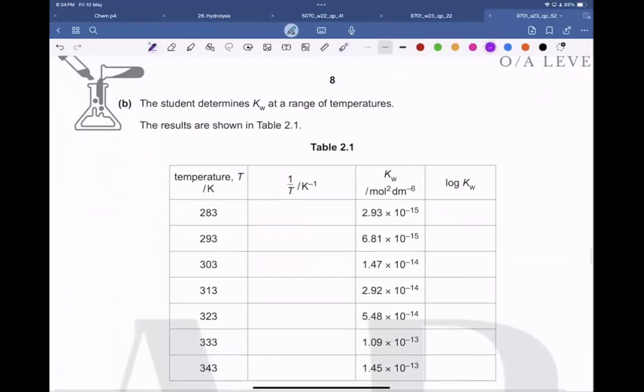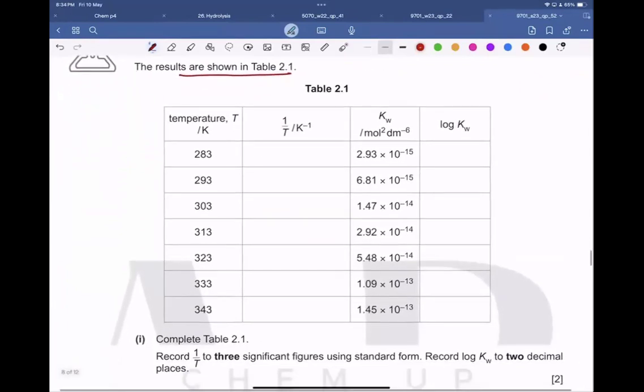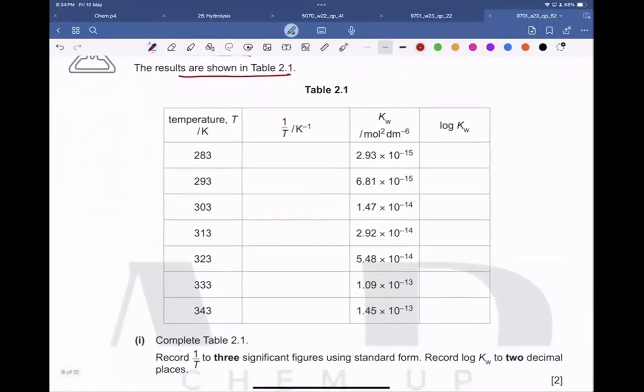Now, the student determines Kw at a range of temperatures. The results are shown in table 1.1. So you have to do it. Who is going to do it? And tell me the answers, please. First this one, then this one.